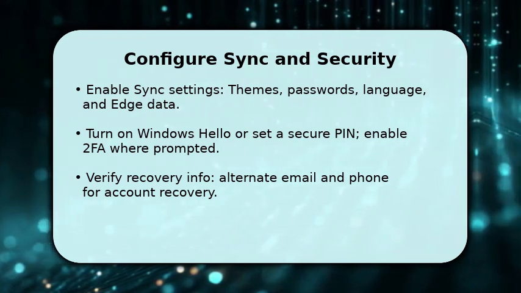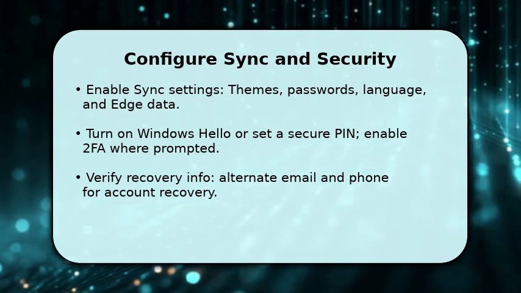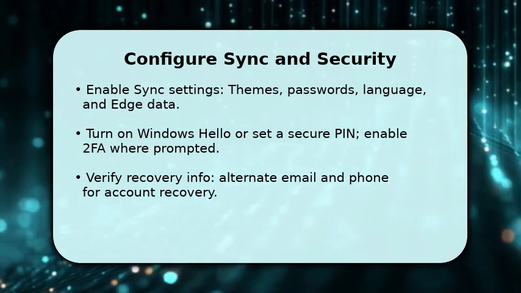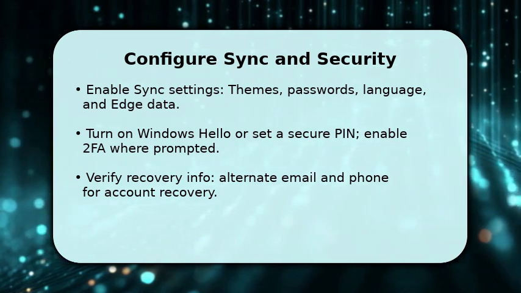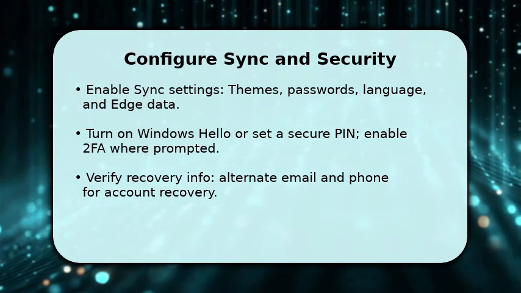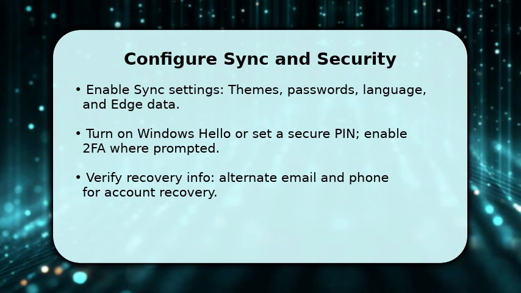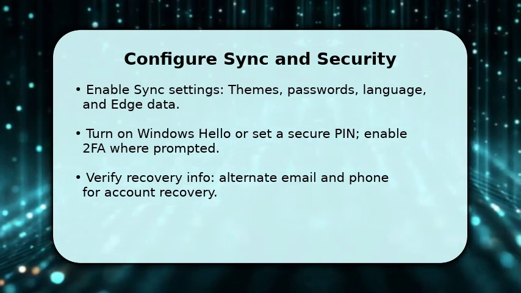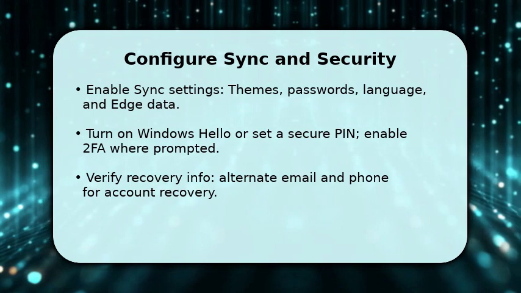Next, set up Windows Hello or a PIN for faster authentication. This also improves device security. Enable two-factor authentication from your Microsoft security settings and add a recovery email and phone number to prevent lockout. Make sure recovery details are current, because they are the fastest way to regain access.